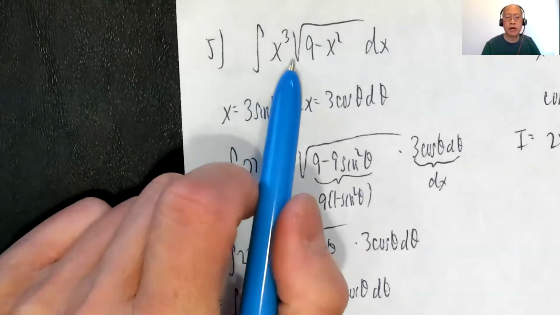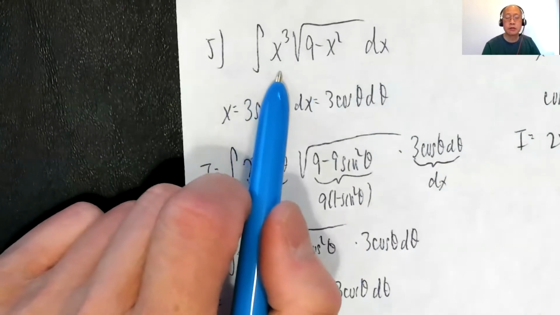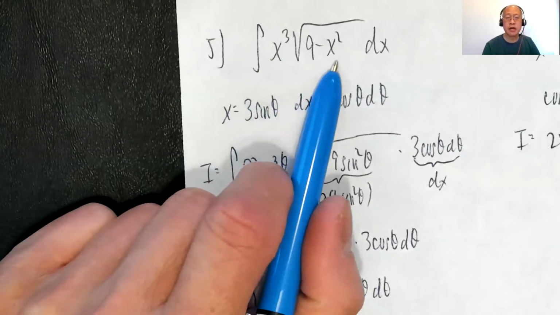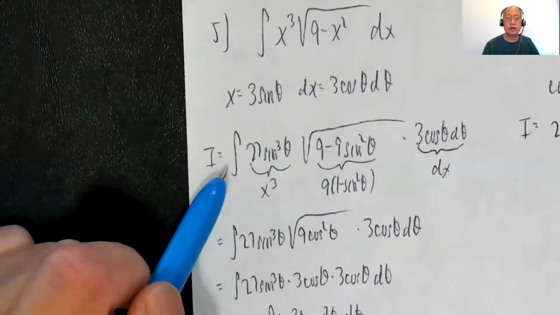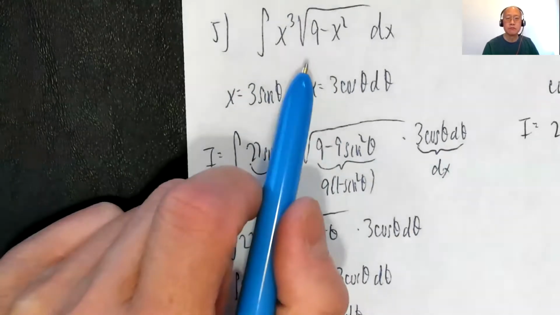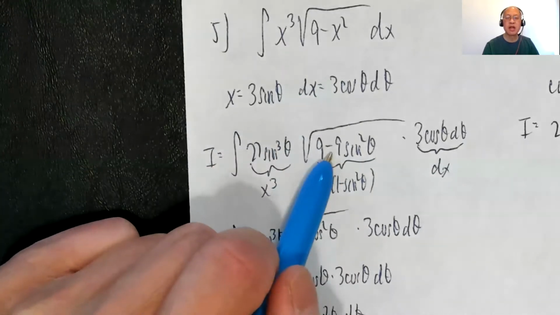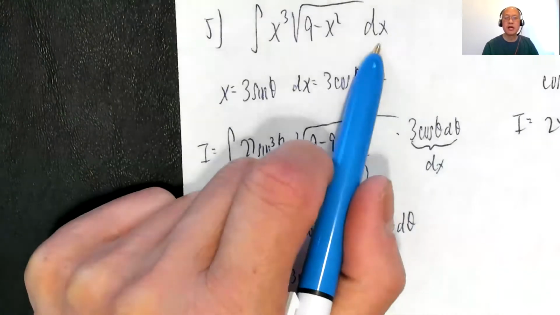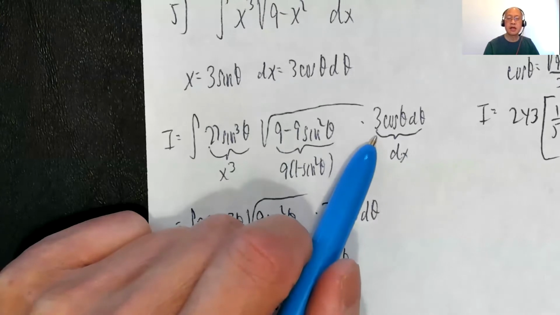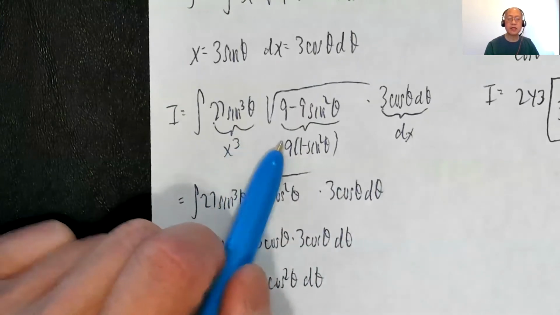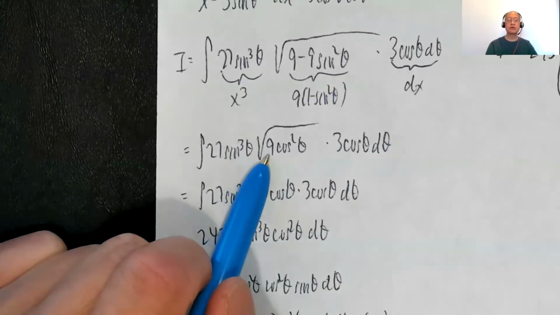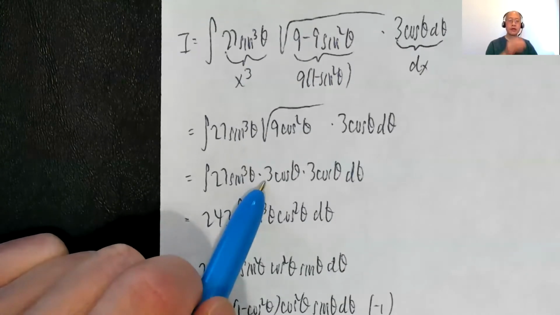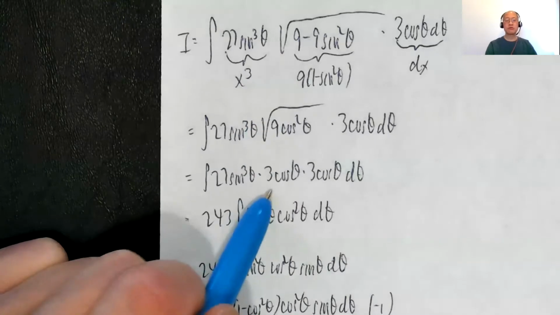Integral of x cubed radical 9 minus x squared dx. So let x be 3 sine theta. dx is 3 cosine theta d theta. So x cubed becomes 27 sine cubed theta. 9 minus x squared, 9 minus 9 sine squared theta. dx is 3 cosine theta d theta. This factors into 9 times 1 minus sine squared. The next step, this will become 9 cosine squared theta, whose square root is 3 cosine theta. So that gets rid of the square root.